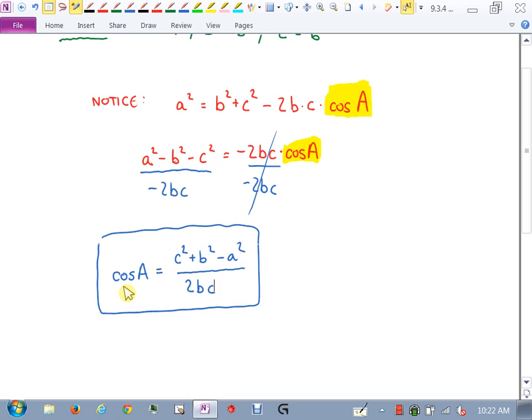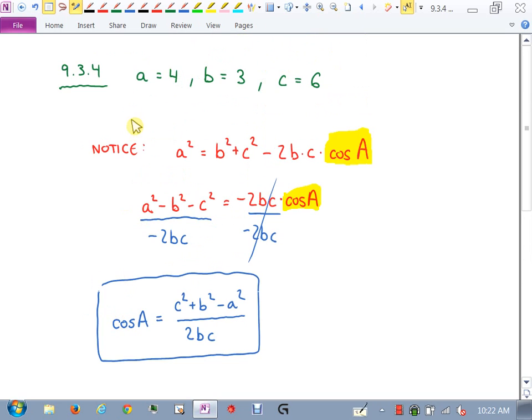Would you agree that there are probably 2 more formulas just like this? There's one for cosine B. There's one for cosine C, which I'm not going to write down. I'll just let you figure those out yourself, all right? I don't even think the book does it. Yeah, the book doesn't even give you that formula. They just assume you can move things around yourself.